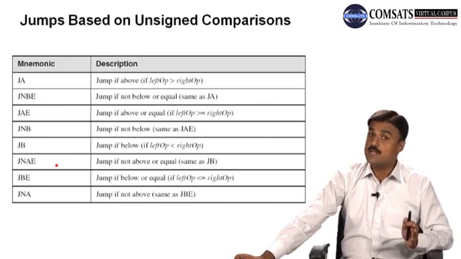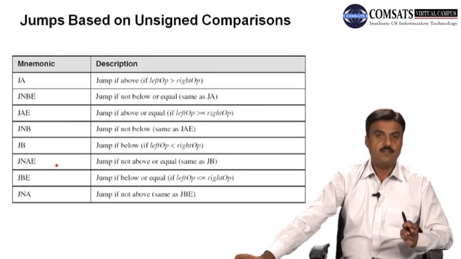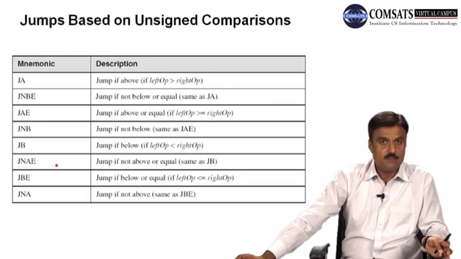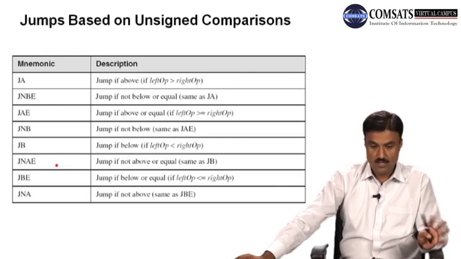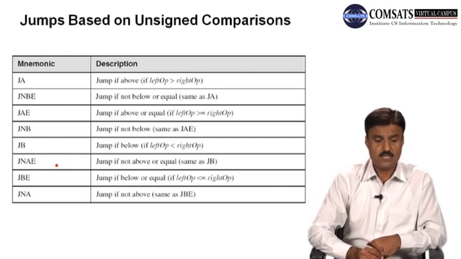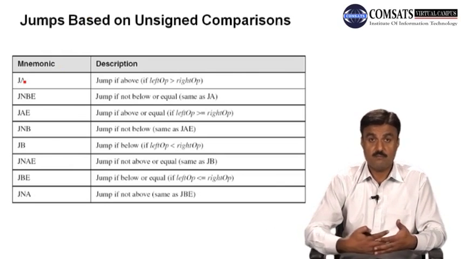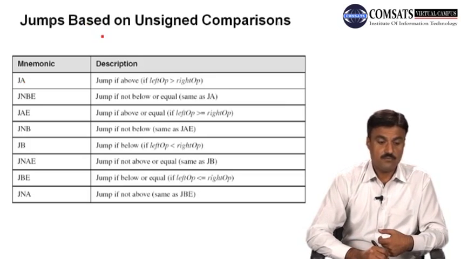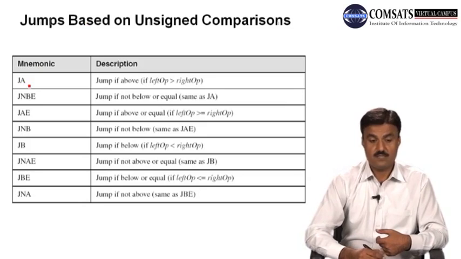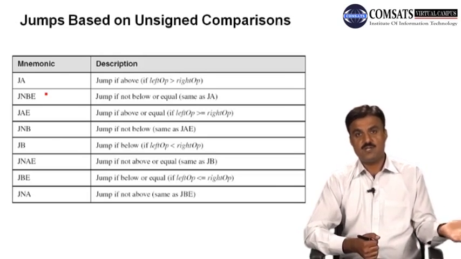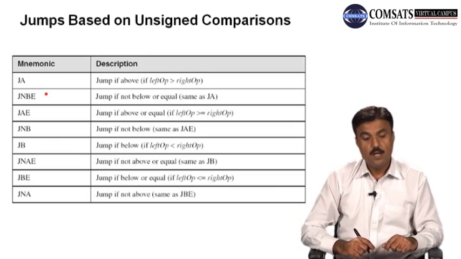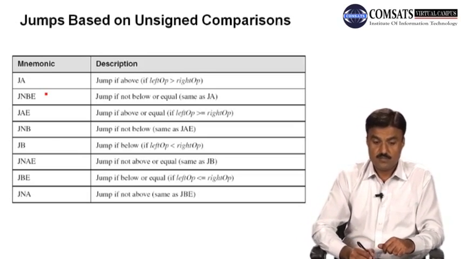Then based on the unsigned comparison. Now, flags, then we have comparison, and now we have unsigned comparison, and then there will be signed comparison. There is a difference between signed and unsigned, as you saw when we used the compare instruction for signed and unsigned values. If we use JA, jump if above, it means the left operand is greater than the right operand, that is, the destination is greater than the source. JNBE is jump not below or equal.